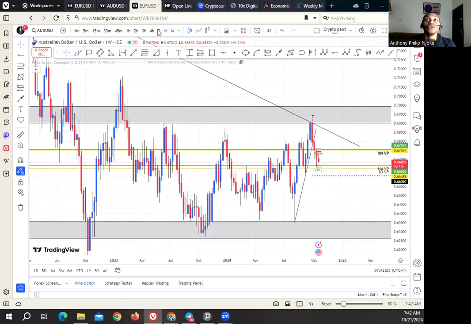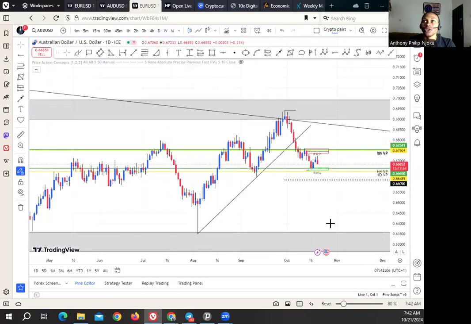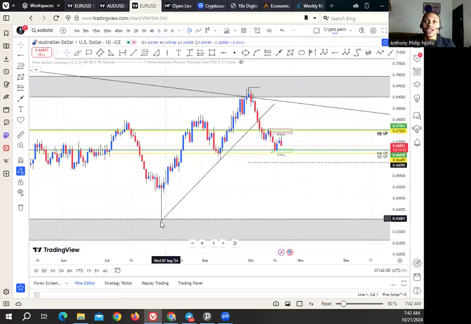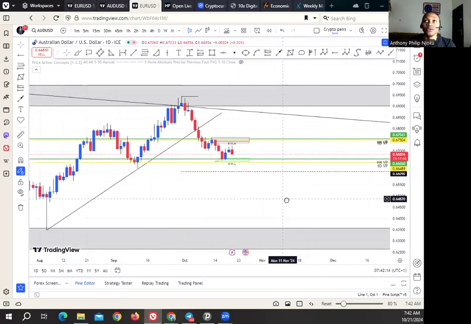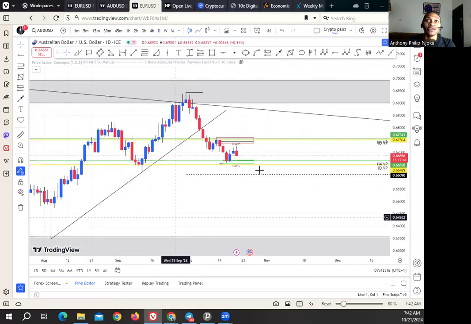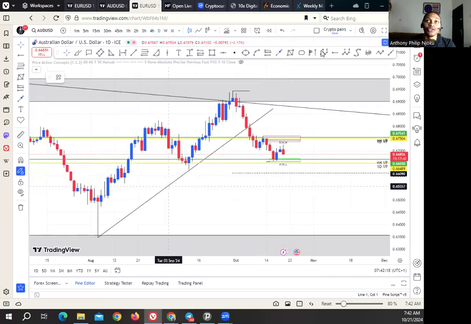Okay, then let's go to the daily time frame. So what's on the daily time frame? What do we see? We see that the market has an immediate uptrend on the daily time frame, but the trend has broken. So the market had an immediate uptrend. This is the trend. From this low, the market created a high.